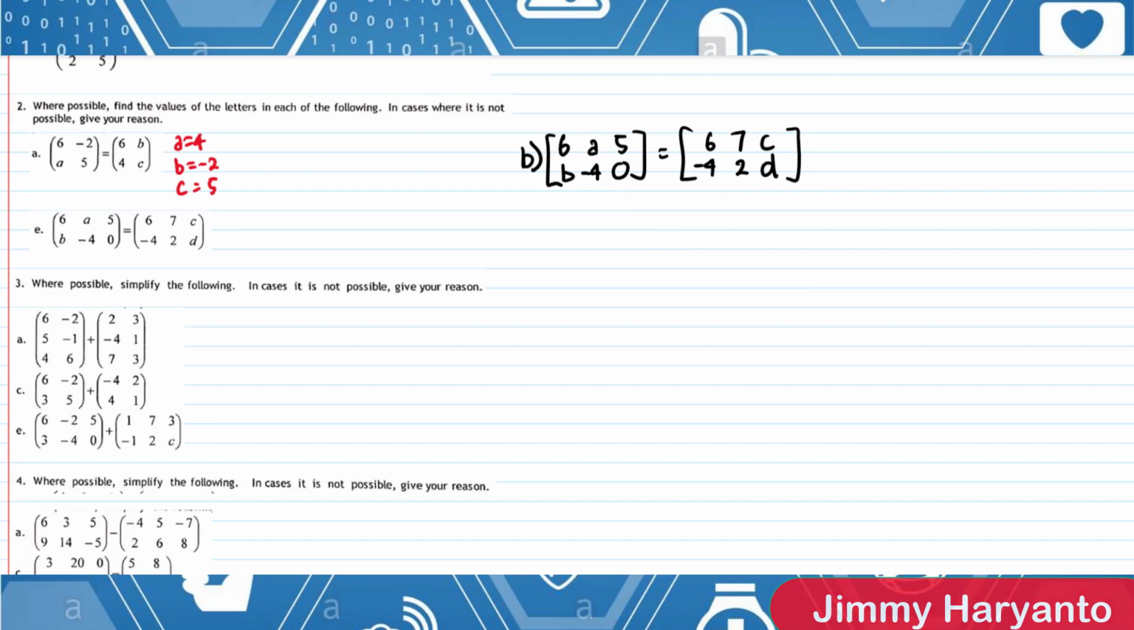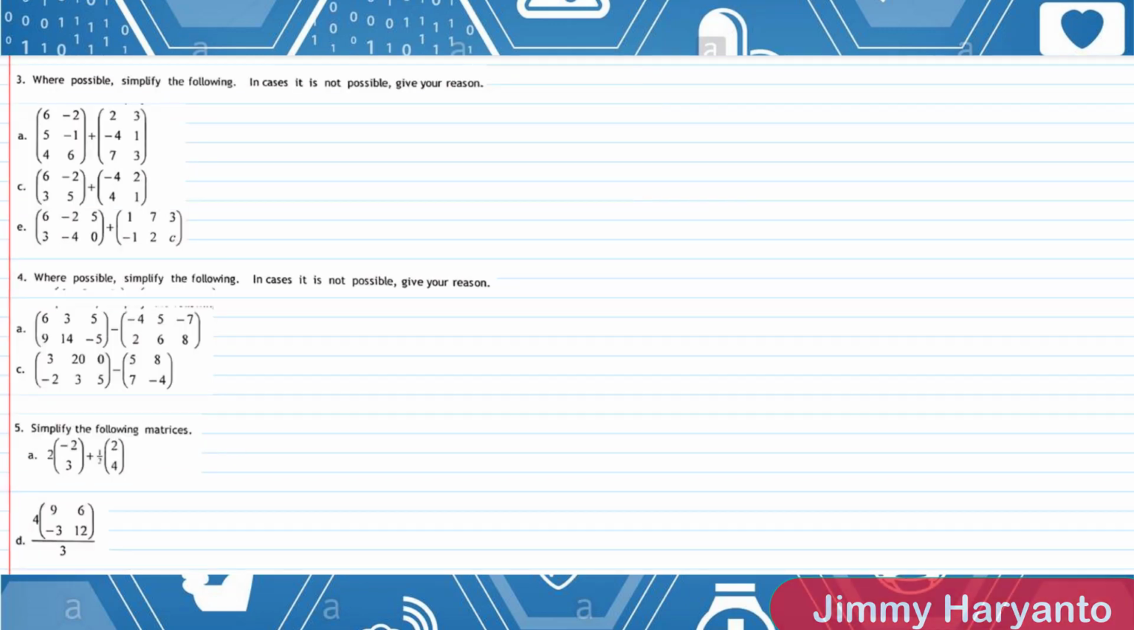For E, it's also the same. The dimension is 2 times 3, and the other one is also 2 times 3, so we know the dimension is the same. We can say that the equality is valid, so A equals 7, B equals negative 4, C equals 5, and D equals 0. As simple as that, guys. There you go. And then the next is number 3.